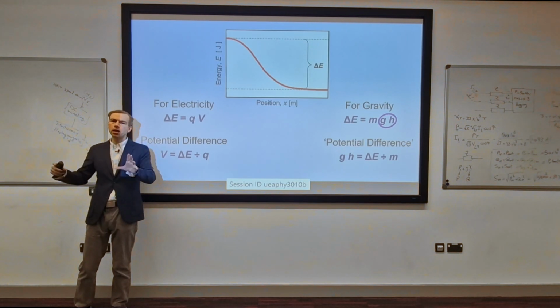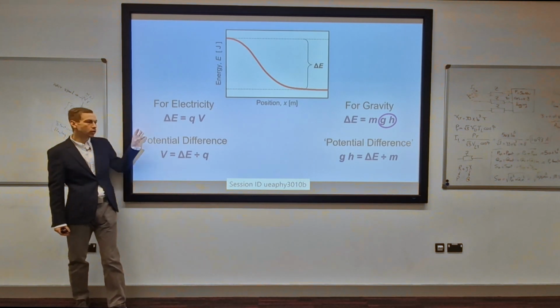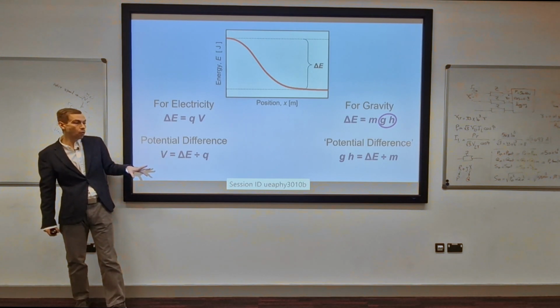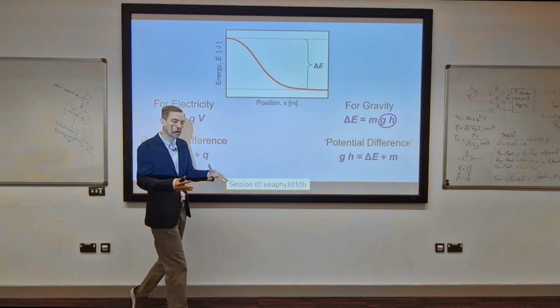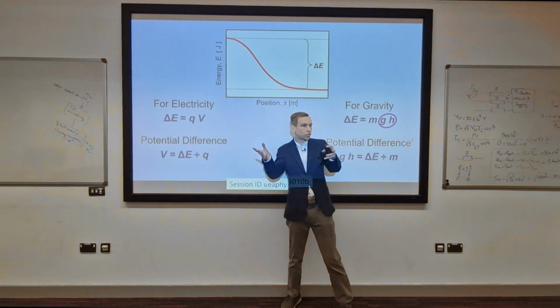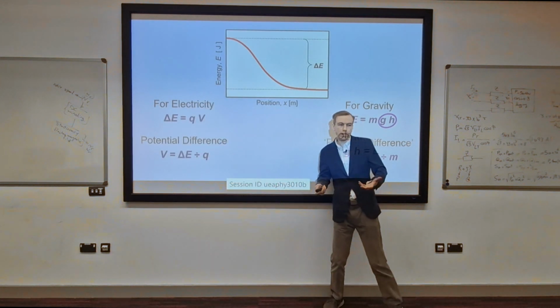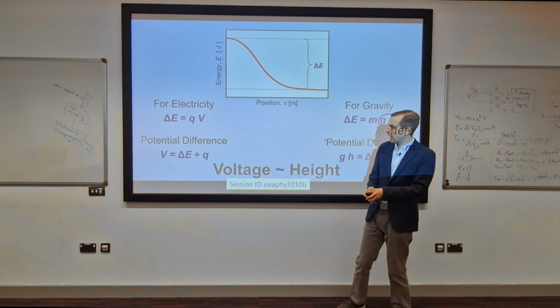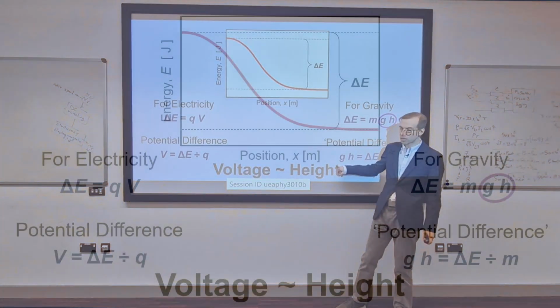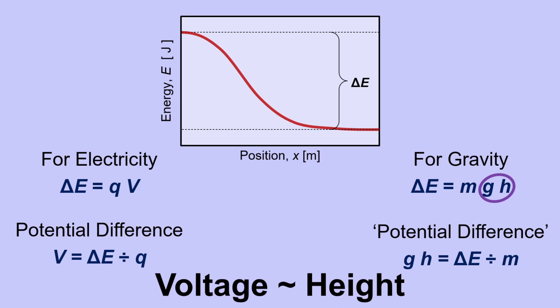But there's one big take-home point that I'd like you guys to take away from this slide, okay? When we're thinking about voltage, whether that's in circuits or just in general, we can think about voltage as roughly the same thing as height on Earth. So if we're thinking, what does 240 volts really represent? Or what does 100,000 volts really represent? You can think about it like the height, how much energy a charge is going to have once we know what the charge is.